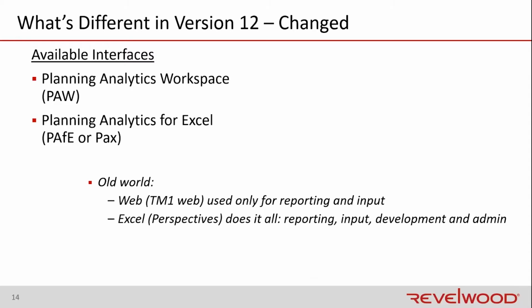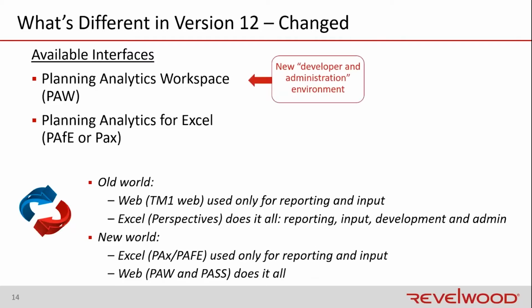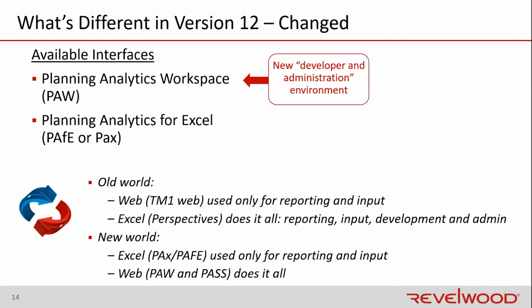In the legacy world, the way the system worked is the web interface, and I'm just referencing TM1 Web, was for your end users. It was used only for reporting and input. Everything else was done in the Excel environment through Perspectives: reporting, input, development, administration. In the new world, we flip it 180 degrees. Excel is used for your reporting and input, and the web, PAW, is going to do it all. Planning Analytics Workspace, your PAW interface, is going to be your new developer and administration environment.